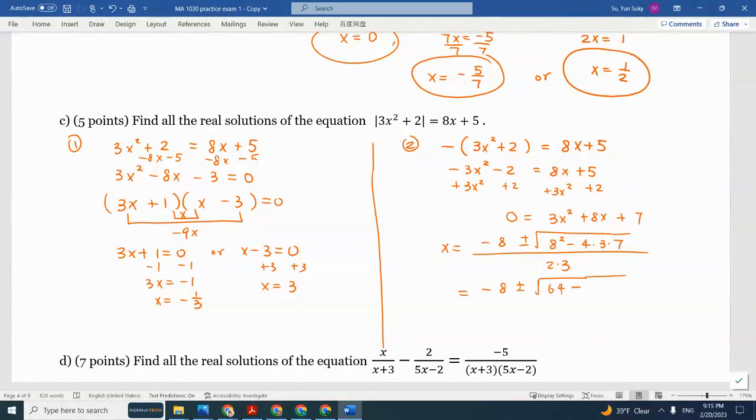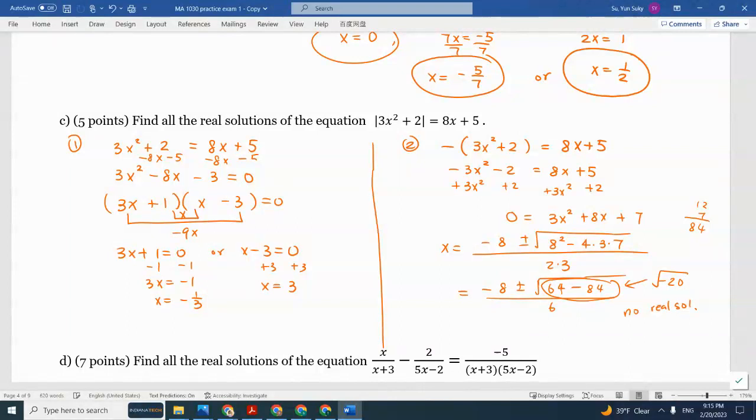4 times 3 is 12. 12 times 7: 7 times 12 is 84. Oh, you see? This thing inside: 64 minus 84 is negative 20. The square root of negative 20 is not a real number, so no real solution.